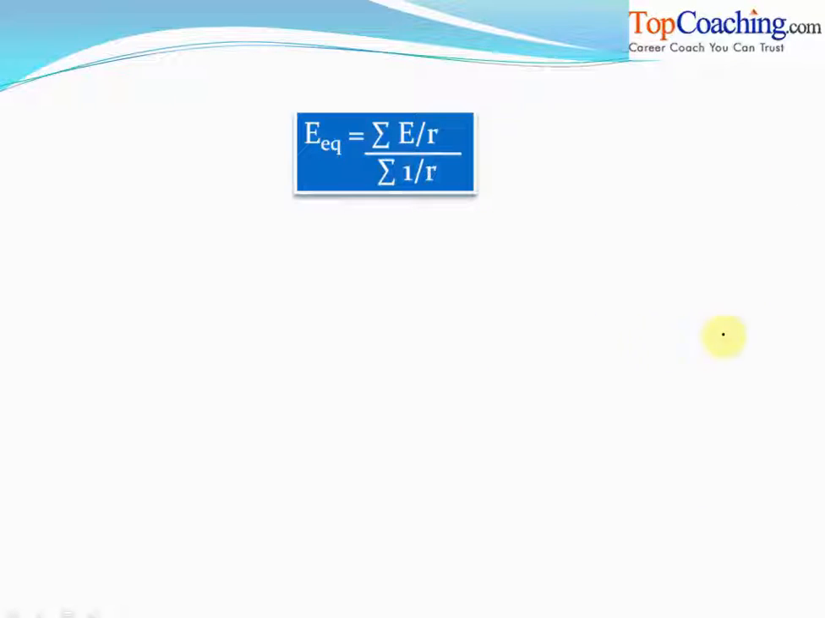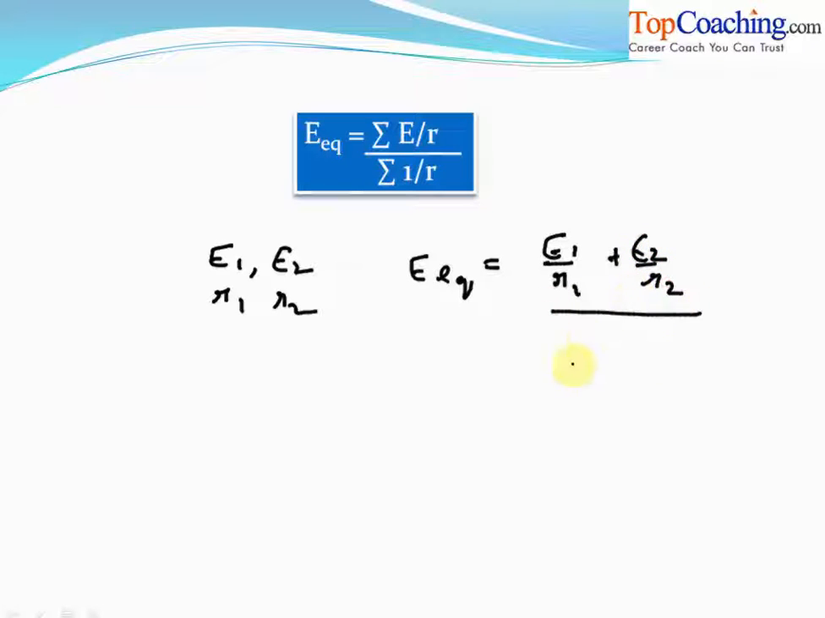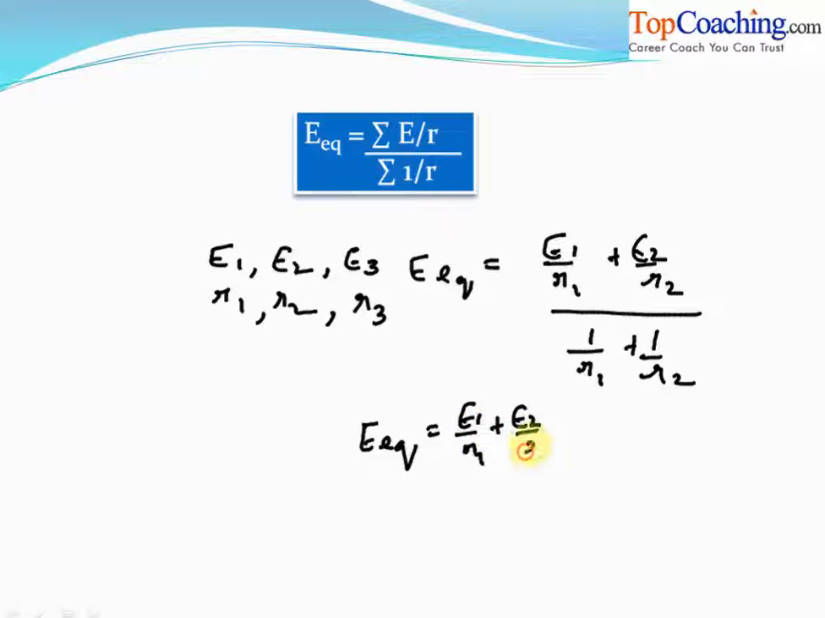What this means is, let's say you have two batteries in parallel, E1 and E2, which have resistances R1 and R2. In that case, E equivalent will be equal to E1 by R1 plus E2 by R2 divided by 1 by R1 plus 1 by R2. If again you have three batteries, E1, E2 and E3 with internal resistances R1, R2 and R3, in that case E equivalent will be equal to E1 by R1 plus E2 by R2 plus E3 by R3 divided by 1 by R1 plus 1 by R2 plus 1 by R3, isn't it?